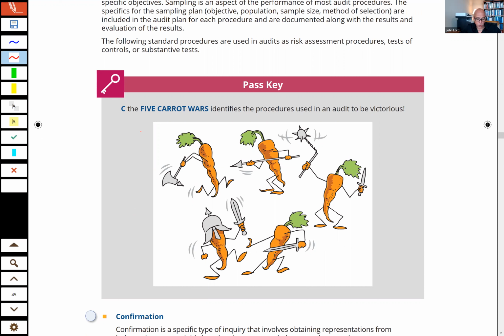what this is trying to do is give you a mnemonic for standard audit procedures. And I just find this annoying. Okay, because so what? So you have a mnemonic now that helps you remember a bunch of audit procedures, but if you don't know what to do with these audit procedures, it does you no good.